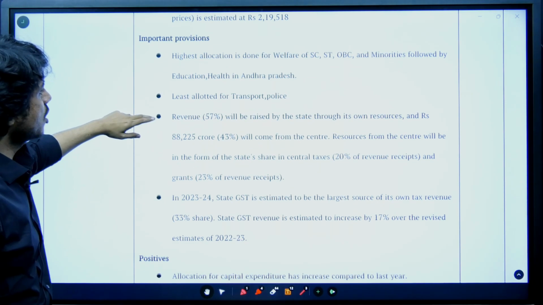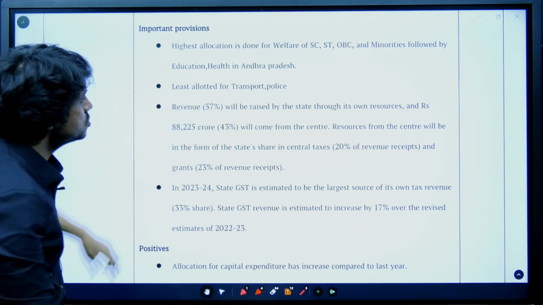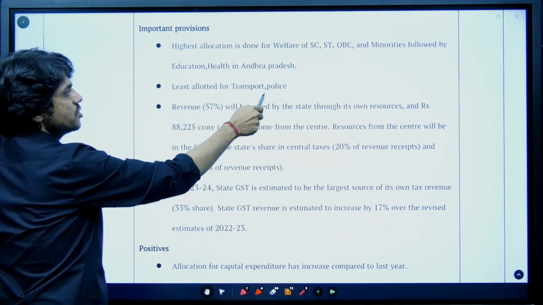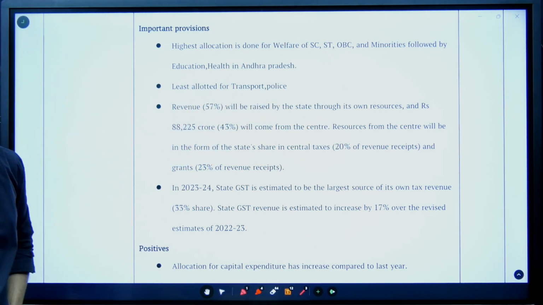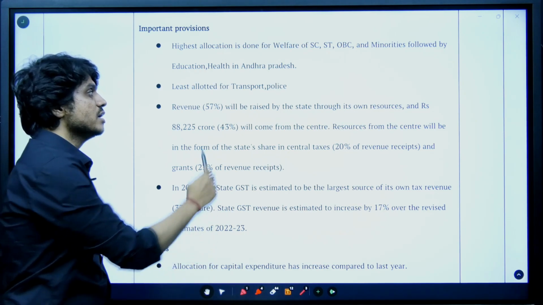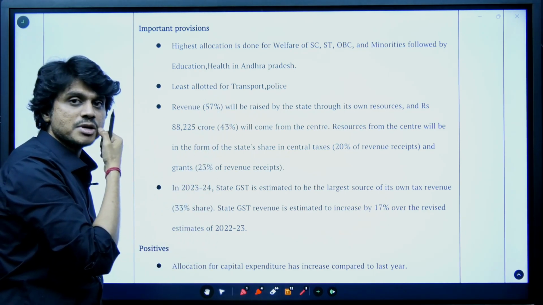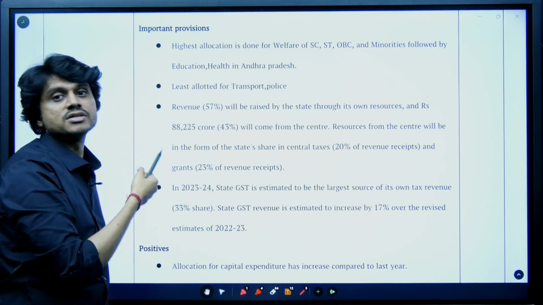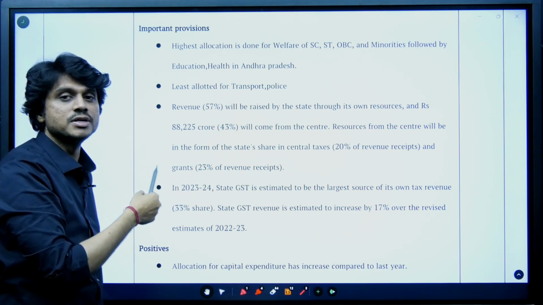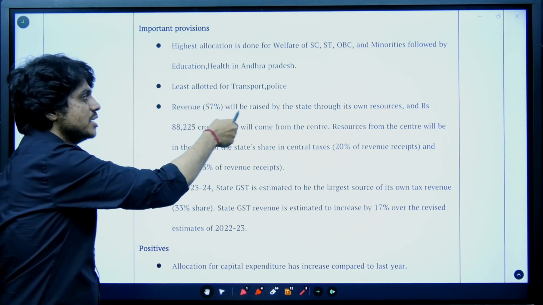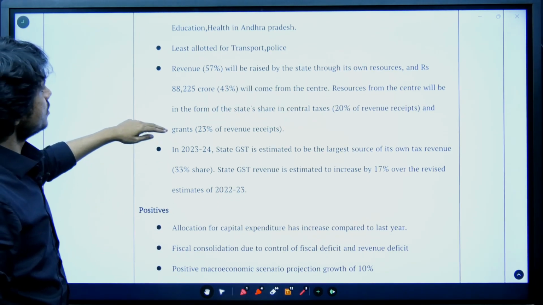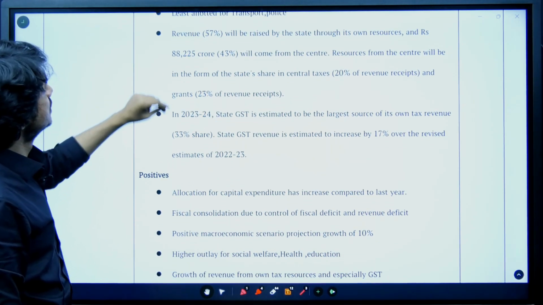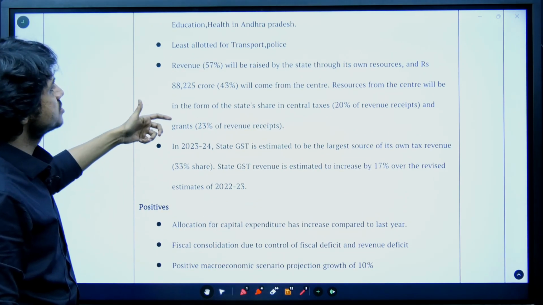Then what is the other issue? The least amount of money is allotted for transport and the police. If the money allotted for transport is less, then your industrial sector development will be affected. The same point you can mention in the challenges of the industrial sector: the high amount of revenue expenditure, and less money allocated to the transport sector in the current budget. Then, further analysis.